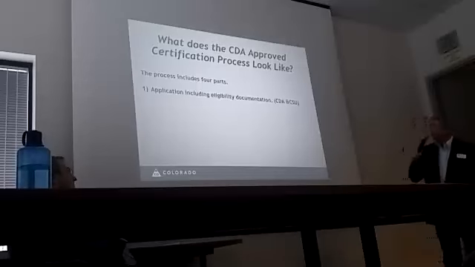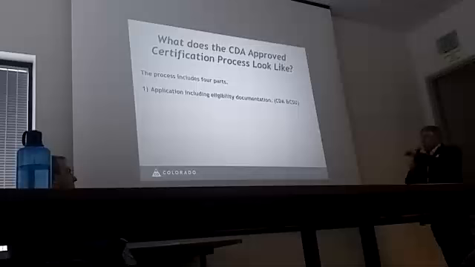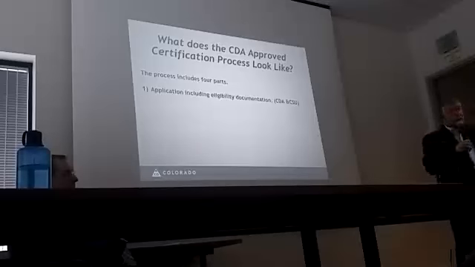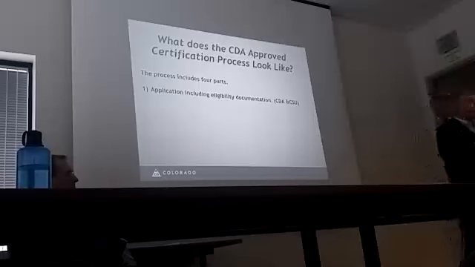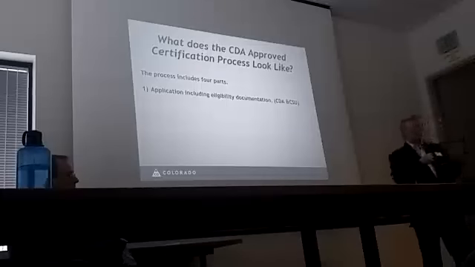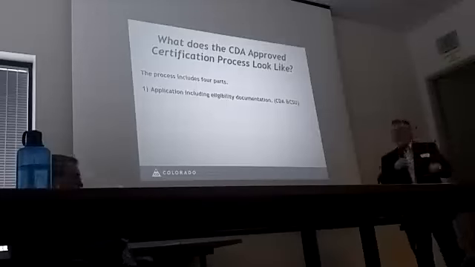So there are 4 parts to the process. Application, including the eligibility document that you have the rights to produce the variety. CSU and CDA will both look at that. Again, that is nothing any different than what you'd find in corn, alfalfa, or pinto beans.